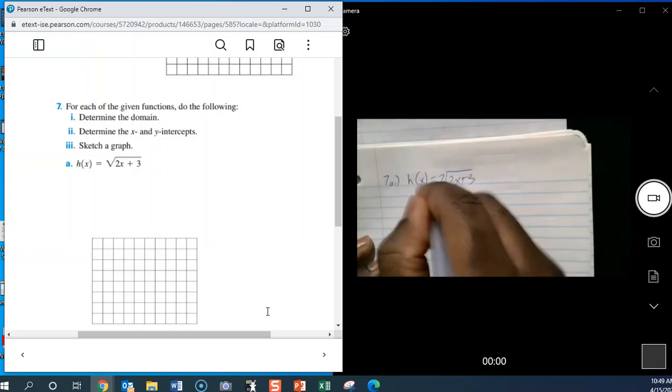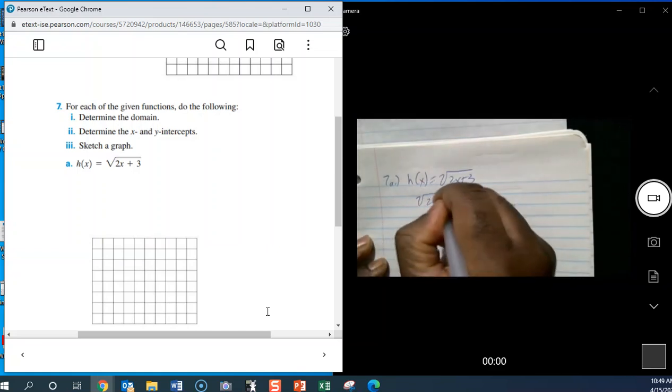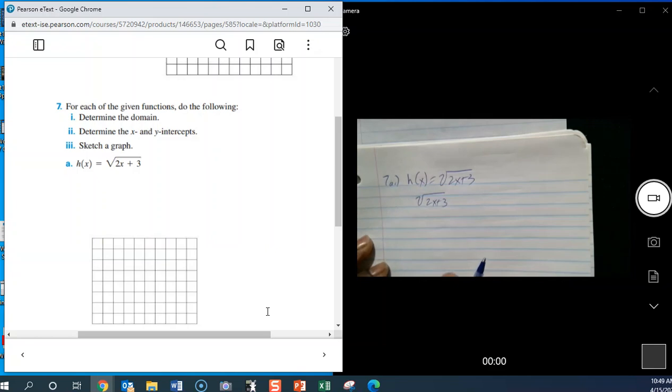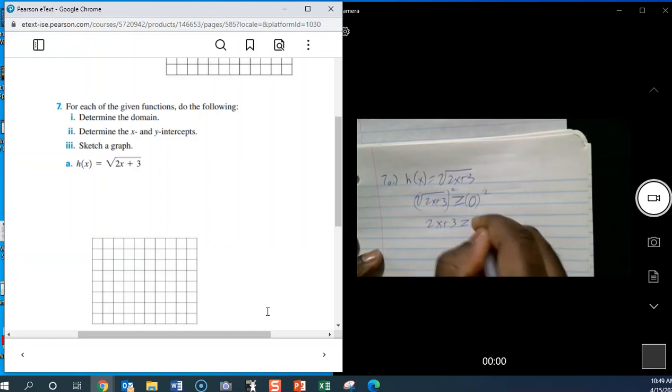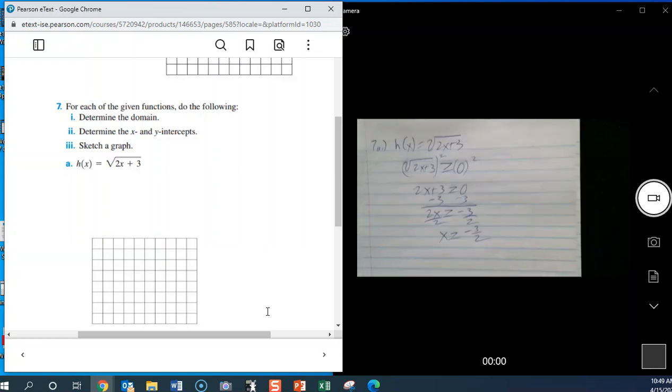So that's basically telling us the square root of 2x plus 3 must be greater than or equal to 0. It can't be less than that. So what we could do, we could square both sides. So we had 2x plus 3 is greater than or equal to 0. Subtract 3 on both sides, and 2x is greater than or equal to negative 3. Divide each side by 2, and x is greater than or equal to negative 3 halves.